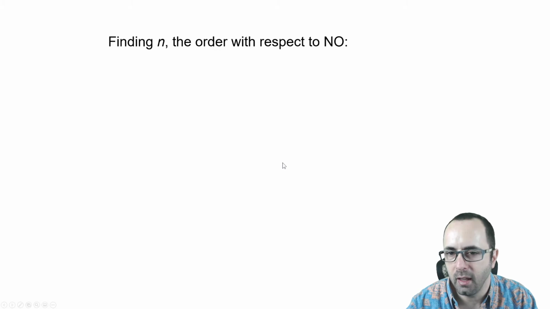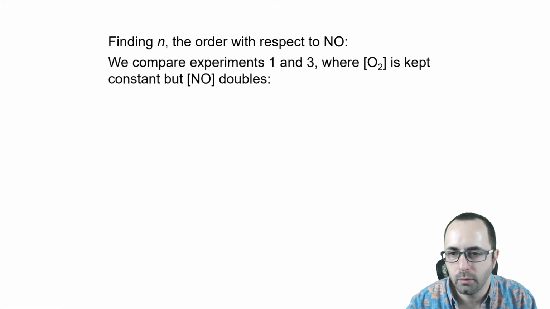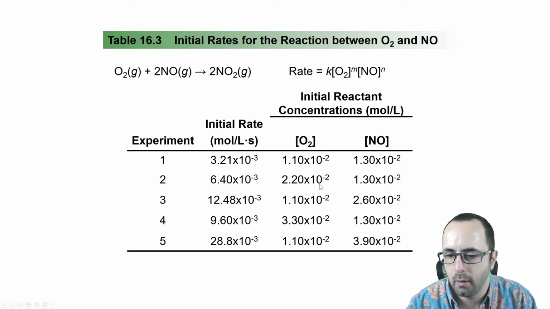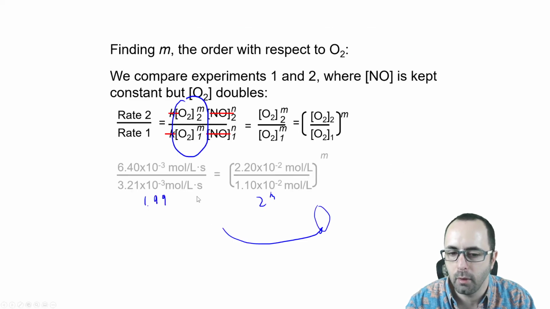And now we can find n with respect to NO. So we use experiment 1 and 3. Let's go back really quick to the slides to see why we're using experiment 1 and 3. In experiment 1 and 3, the concentration of oxygen was kept the same, but the concentration of NO was doubled, and we got a new rate here. So here are the rates we're going to use: rate of experiment 3, rate of experiment 1, and here are the concentrations of NO: 2.6 times 10 minus 2, 1.3 times 10 minus 2.